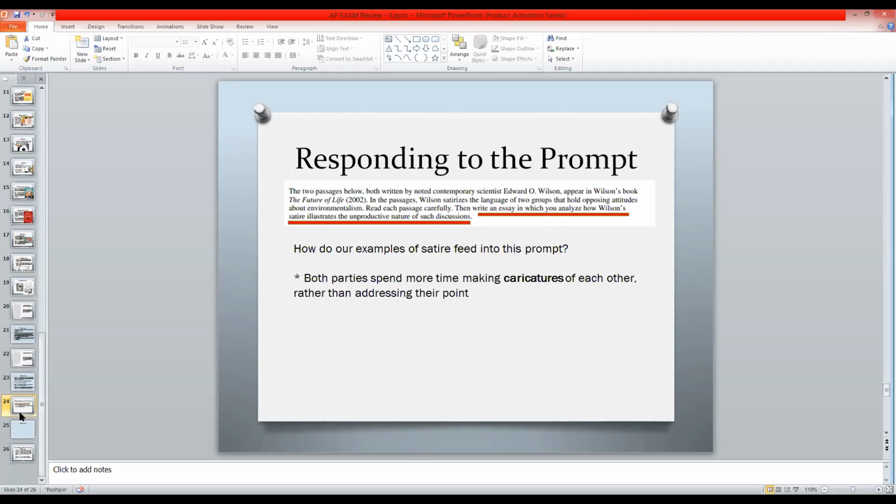How do these two different groups, even though they're really passionate about their side, how are they unproductive in discussion here? I'll give you about 2 more minutes in this case. With my example to start us off here, both parties spend more time making caricatures of each other rather than addressing their point. And if you can use the devices for usage, all the better. So I'll give you about 2 minutes to process this one, and we'll see how this is all basically one big unproductive discussion.